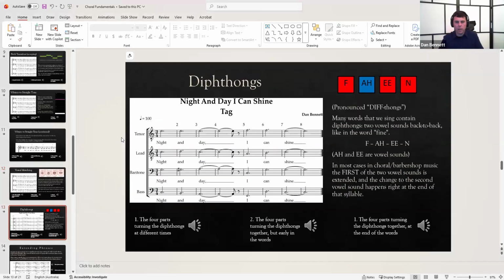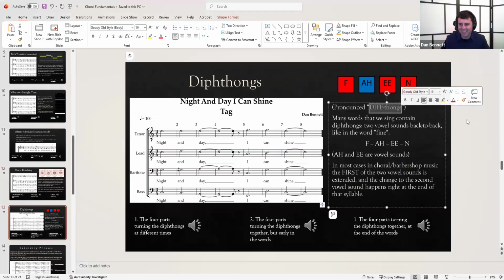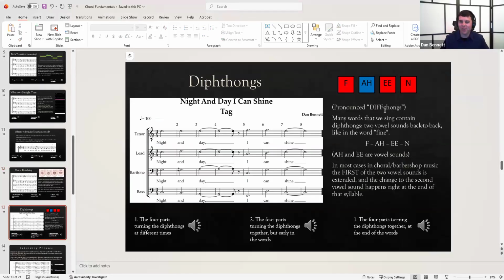This is related to vowels. This is diphthongs. Here's a public service announcement. The word is pronounced like this. Diphthongs. So a diphthong is when you have two vowel sounds back to back. The example I have here is the word fine, spelled F-I-N-E, but the sounds in the word are f, ah, ee, n.